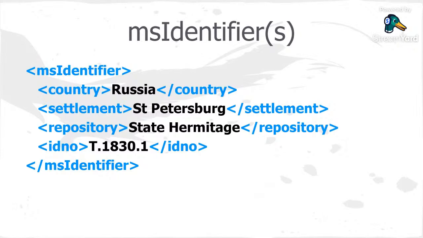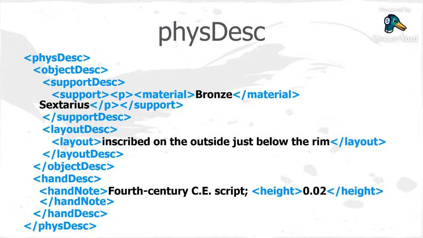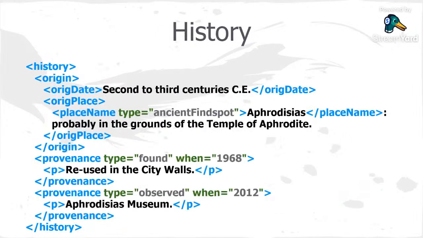The manuscript identifier is what this object is called in the institution that holds it. The physical description, that's fairly self-explanatory. What is the material? How is the text on the material laid out? What does the handwriting look like? The history, things like when was this originally made, or when was it originally written on, which may or may not be the same thing. Where was it originally made, or where was it originally displayed? Where was it when it was found, hundreds or thousands of years later? Where is it now? Where have we put it post-discovery?